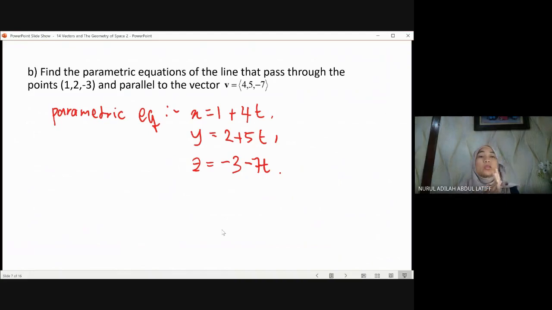Okay, so find the parametric equations of the line that passes through the point (1, 2, -3) and is parallel to the vector v = (4, 5, -7). So apa ni, v = (4, 5, -7) lah. So parallel vector, parametric equations: x = 1 + 4t, y = 2 + 5t. Macam mana saya buat ni? Macam ni lah students. 1 + 4t, 2 + 5t.